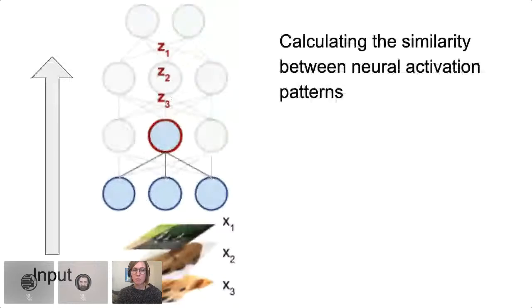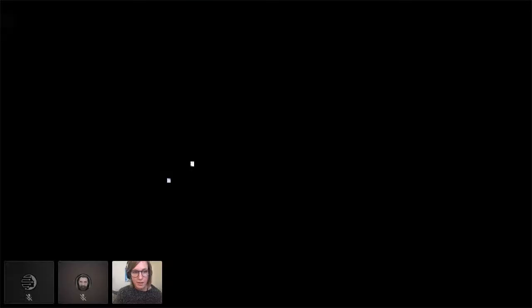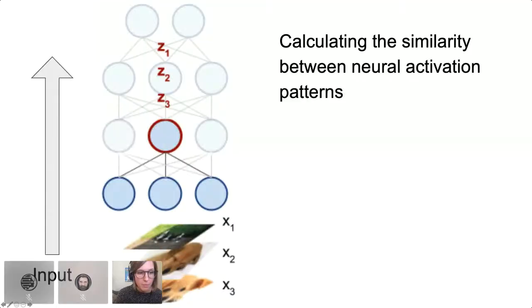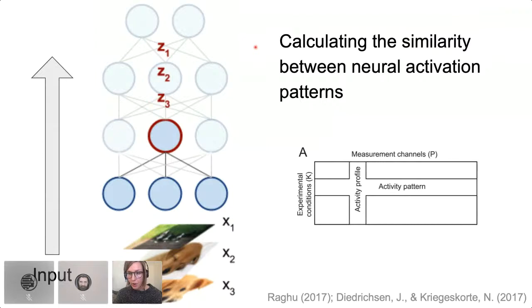So let's start talking about methods to calculate the similarity between two neural activation patterns. Let's say this is our neural network, and it's receiving these images as input. So for every image x1, x2, x3, we'll have activations z1, z2, z3 at each unit in the network. So this means that we have a vector of activations for each unit. Those vectors of activation will become the columns of a matrix like this, where the rows correspond to the experimental conditions or the stimuli, and the columns to the units or neurons or voxels or whatever your measurement channels are.